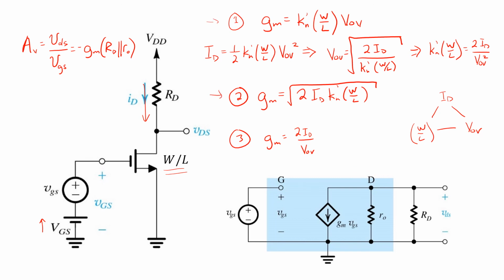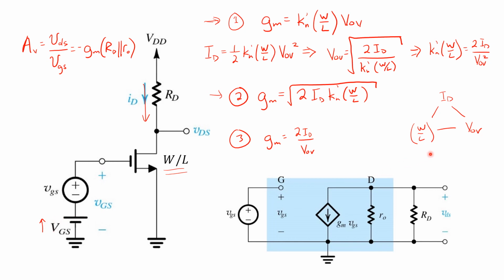Equation 3 reveals a slightly different trade-off. It seems to suggest that as the overdrive voltage goes up, the transconductance will come down. So that seems to contradict equation 1 here. But the key point is that in expression 3, if you increase the overdrive voltage, you have to do so without increasing the drain current. So how can you ever do that? How can you increase the overdrive voltage without the drain current increasing?